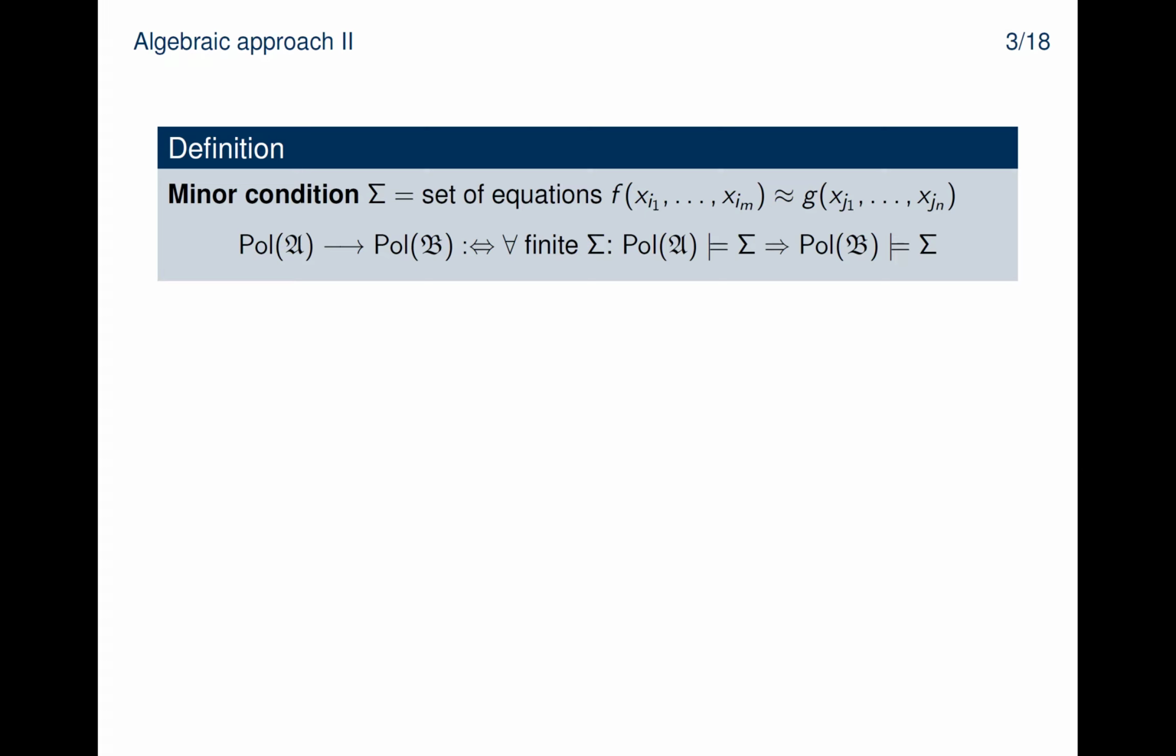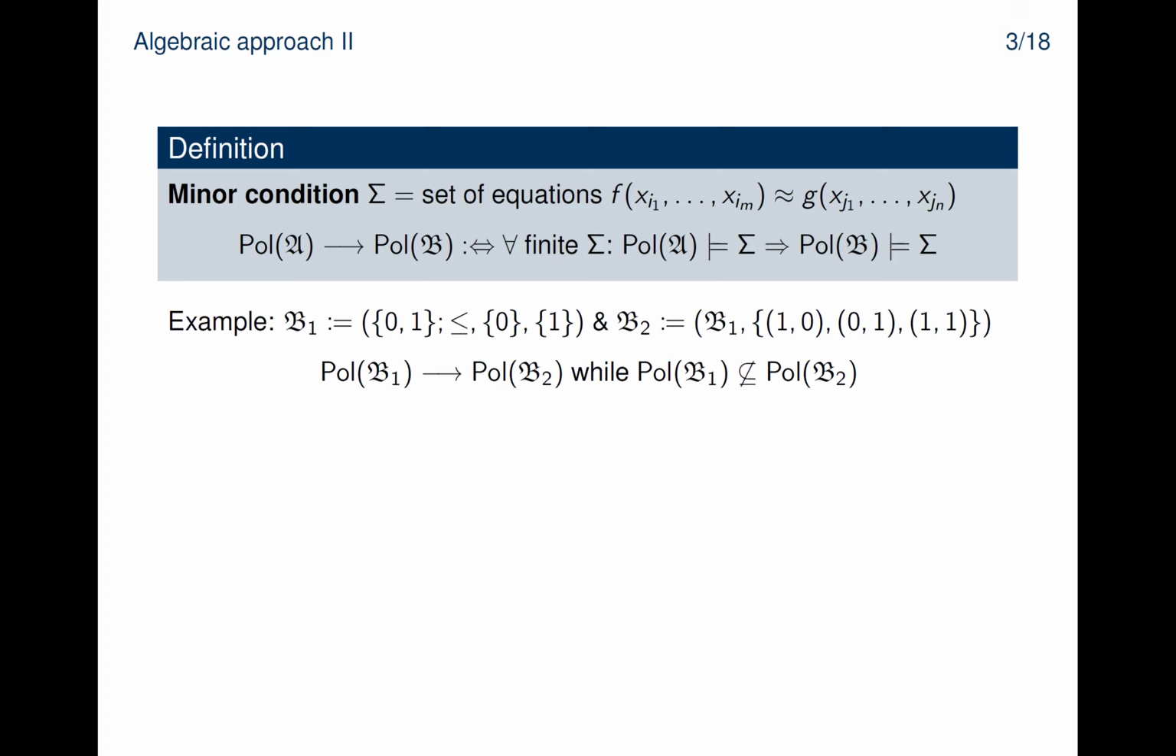And now I want to just introduce a shortcut for particular preservation of satisfiability of minor conditions. I will say that Pol A maps to Pol B. This means now for us in this talk that for every finite minor condition that is satisfied in the polymorphism clone of A, this minor condition also has to be satisfied in the polymorphism clone of B.